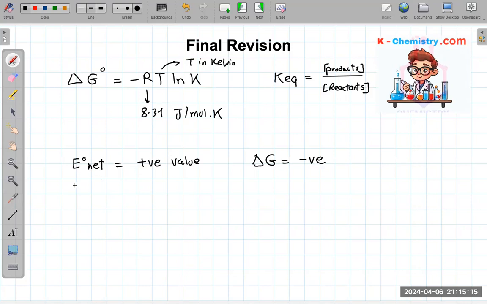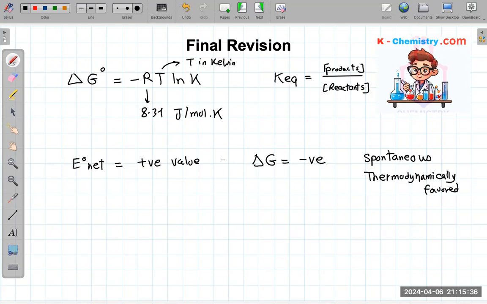And by the way, in the AP we usually don't say spontaneous too much. We usually say thermodynamically favored, so thermodynamically favored instead of saying spontaneous.